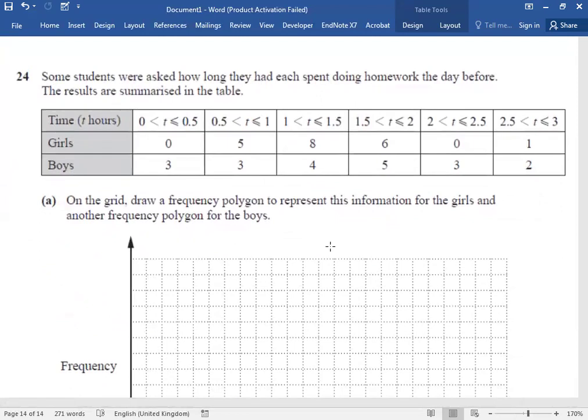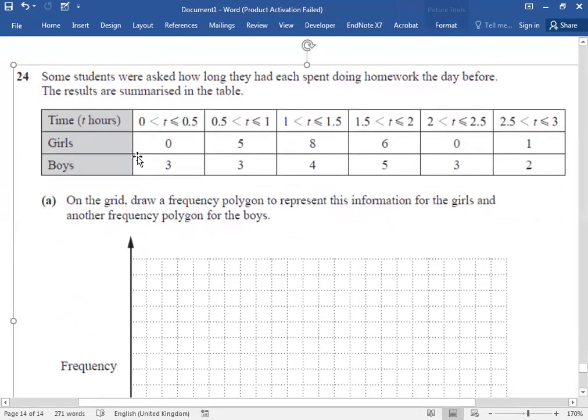It is easy. The remaining simultaneous equations will also come. Don't worry. Some students were asked how long they had spent doing homework the day before. Results are summarized. On the grid, draw a frequency polygon to represent this information for the girls and another frequency polygon for the boys.